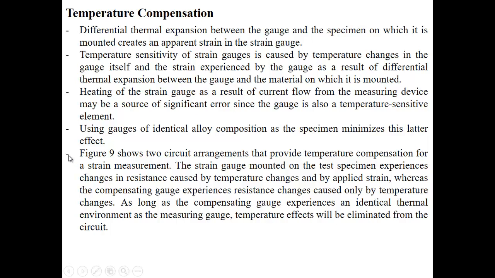Okay, now we go to the temperature compensation. Differential thermal expansion between the gauge and the specimen on which it is mounted creates the apparent strain in a strain gauge. The temperature sensitivity of a strain gauge is caused by temperature changes in the gauge itself and the strain experienced by the gauge as a result of differential thermal expansion between the gauge and the material on which it is mounted.